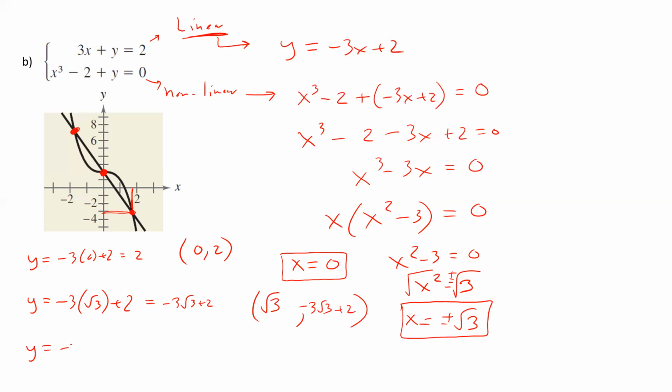How about if we plug in a negative? Negative root 3 plus 2 makes, ooh, this is not going to be a positive. This is positive 3 root 3 plus 2. And the coordinate should be negative root 3 and 3 root 3 plus 2. Anybody positive 3 root 3 plus 2 plus 2?